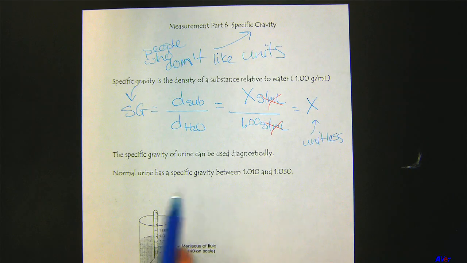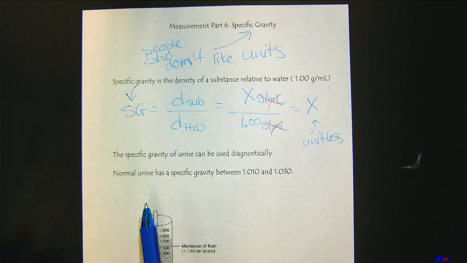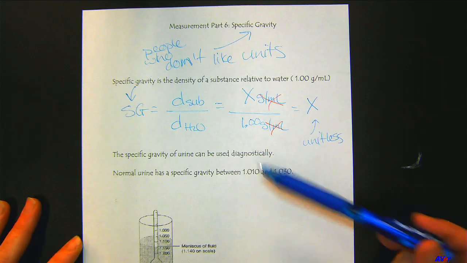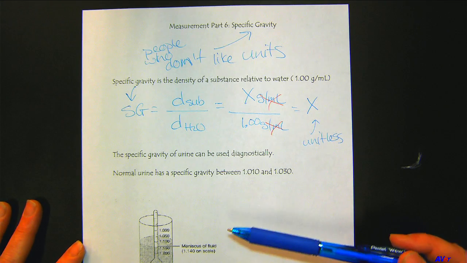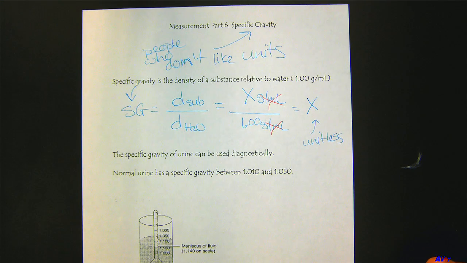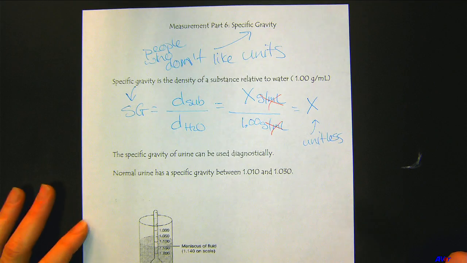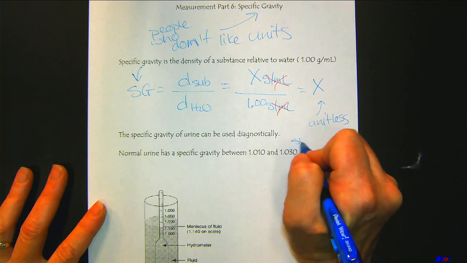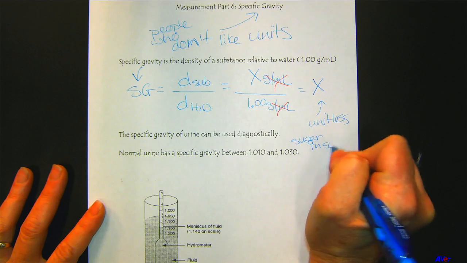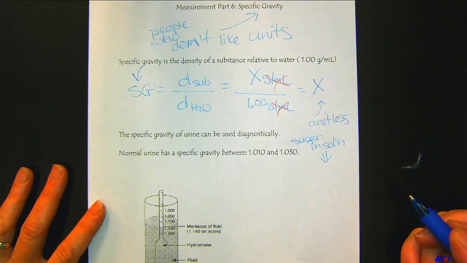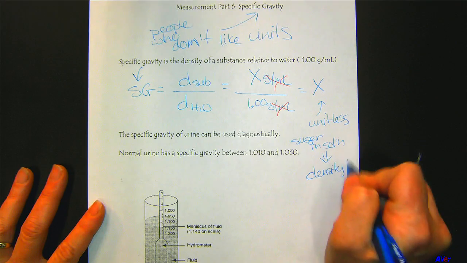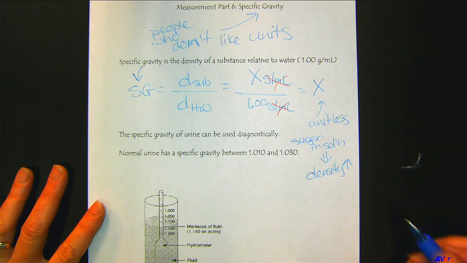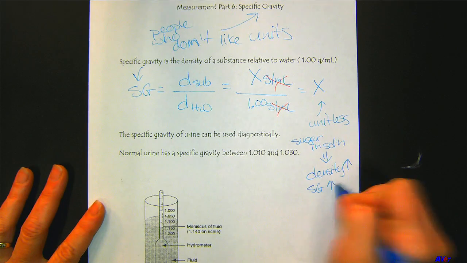So why do we care about specific gravity? Well, it's used in two places that I know about. One is diagnostically in medicine for urine, and it's also used in the wine industry. Interestingly enough, it's kind of used for the same reason. Basically, it's a way to look at sugar in solution. When we have sugar in solution, the density increases.